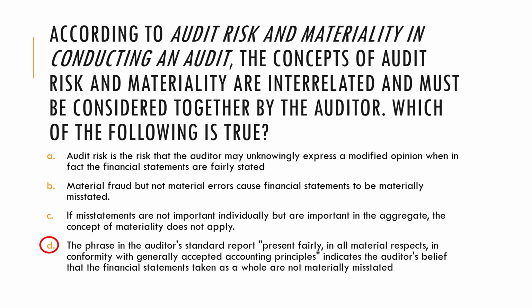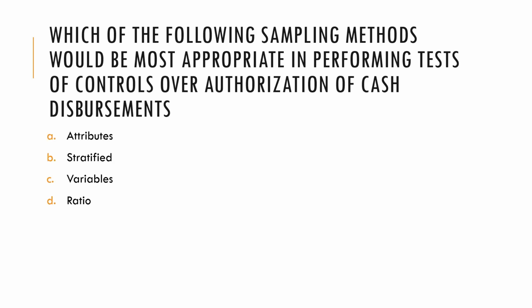We do recall that audit risk is the risk that the auditor may unknowingly express an unmodified opinion when in fact the financial statements are materially misstated. And we know in the case of letter B that the causes of misstatements are either fraud, error, and even non-compliance. And when we talk about misstatements, they must be considered both individually and in the aggregate. Materiality, the consideration of materiality would still apply, whether individually or in the aggregate. So the answer to this one is delta.